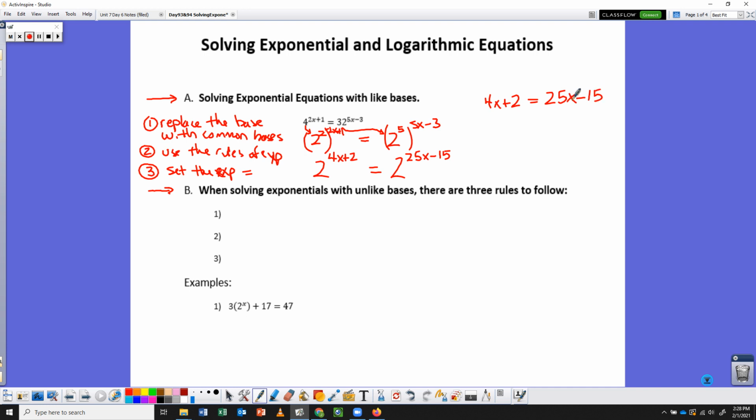At this point, you're going to move all of your x's to the left-hand side by subtracting 4 x's, and you're going to add 15 to both sides to bring all the numbers over to the left-hand side. So this is going to give me 21x equals 17, and to find your answer, you're going to divide both sides by 21. So your final answer for x in this problem is 17 divided by 21, which is kind of a weird answer, but that's what you get. You get what you get.